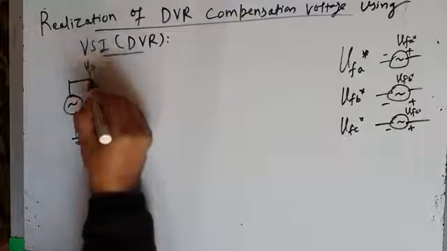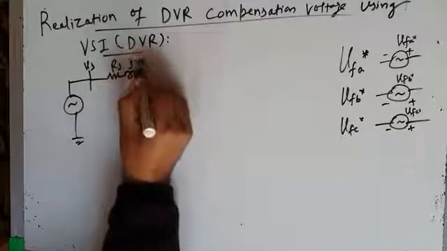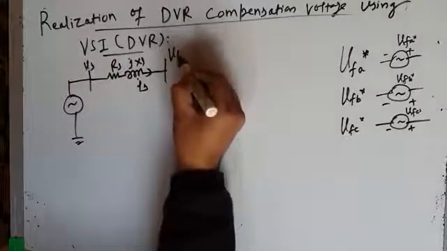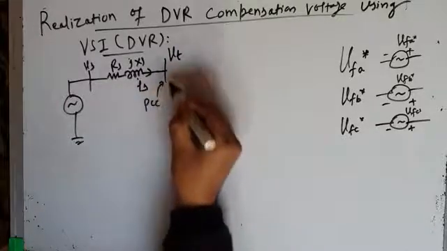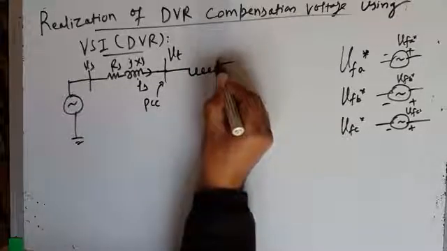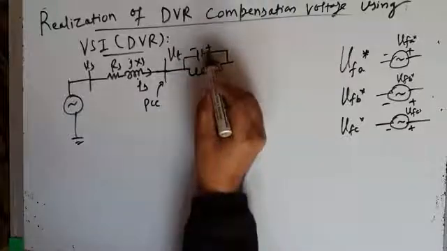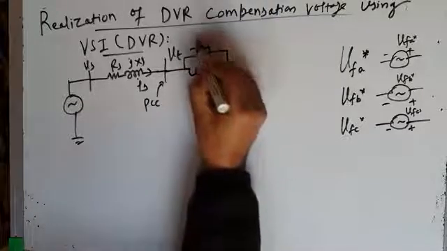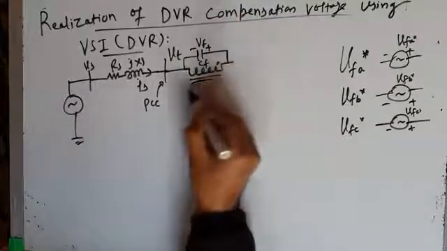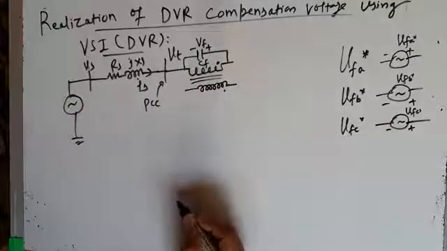This is your source voltage Vs. This is the feeder resistance, feeder reactance Rs, jXs. This is the load current or source current Is. This is terminal voltage at the point of common coupling. This is PCC. Then you will connect DVR here. This is the DVR. Let me first complete. This is filter capacitor CF, and this is the DVR injected voltage VF. And this is the secondary winding of injection transformer, and this is the primary winding of injection transformer.